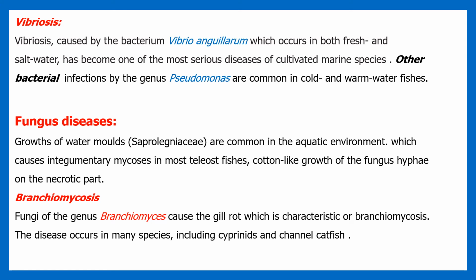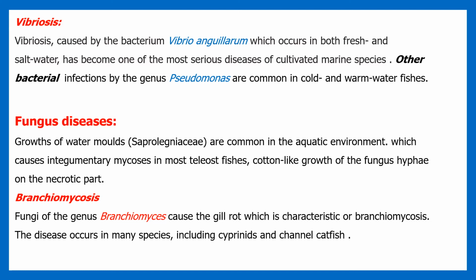Now the well-known disease in fish is vibriosis. This disease is caused by Vibrio anguillarum, which is found in both freshwater as well as saltwater fishes, and it is most serious in cultivated marine fishes. Another important bacterium is Pseudomonas, which also causes various types of diseases in fishes, in cold water as well as warm water fishes.